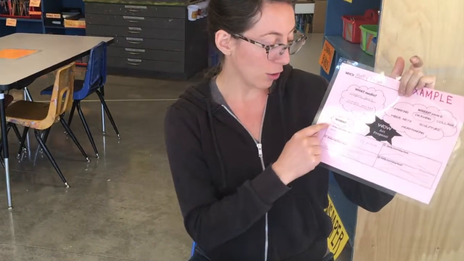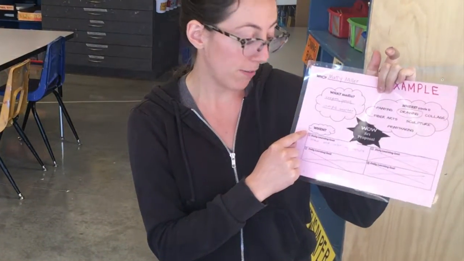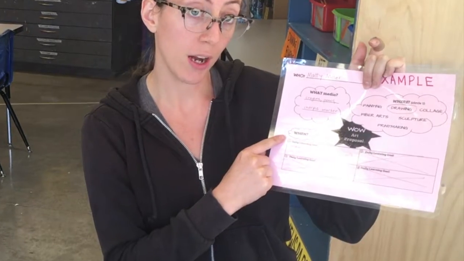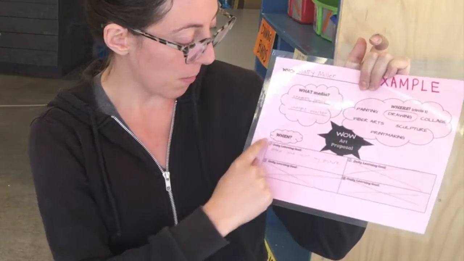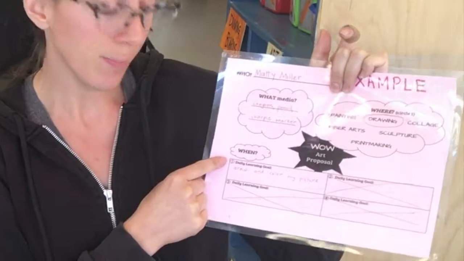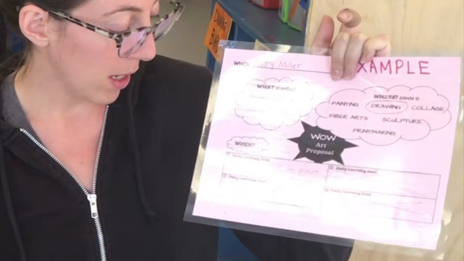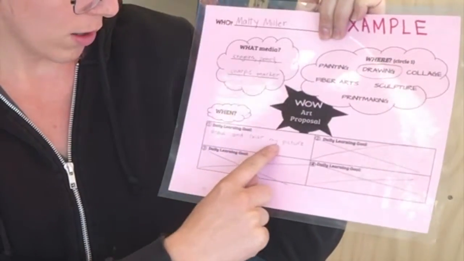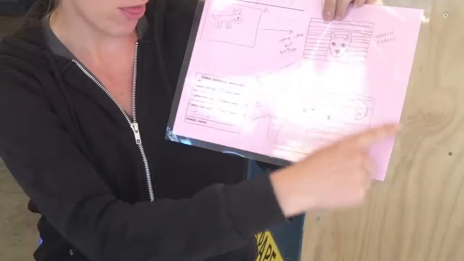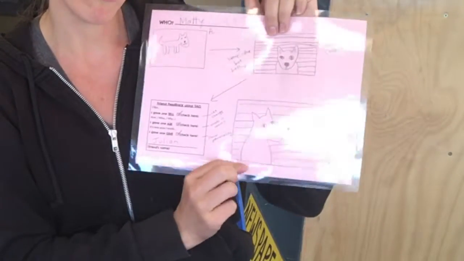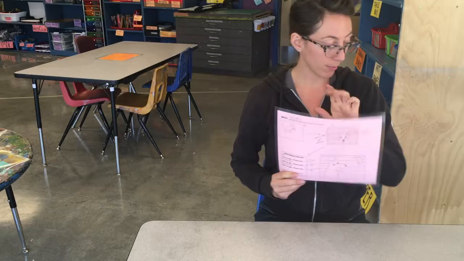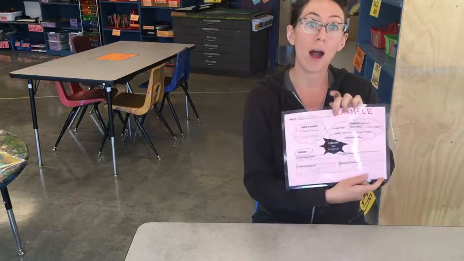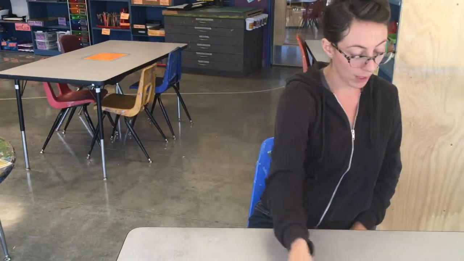Take a look at your daily learning goals. If it's the first day of working on this project, you're going to look in the box with the number 1 and read your daily learning goal. Mine says that I'm going to draw and color my picture. On the back, I have my final thumbnail sketch, which shows the picture that I plan on drawing. So I've reviewed my wow art proposal. Now, it's time to gather my supplies so that I can begin creating.